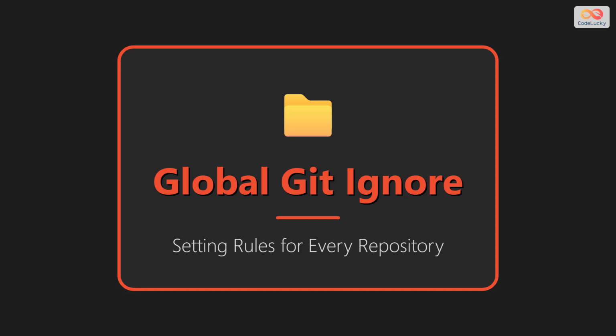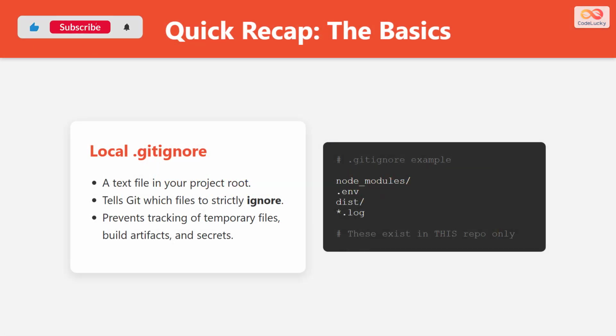Today we are diving into a Git feature that will save you time and keep your repositories clean, the Global Git Ignore. First, let's quickly recap what a Git Ignore file is. Usually, you create a text file named .gitignore in the root of your project. This file tells Git which files or folders to completely ignore so they don't get tracked or committed to your history. Common examples are node_modules, environment files with passwords, or build folders.